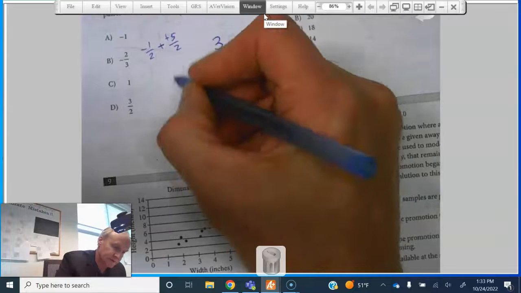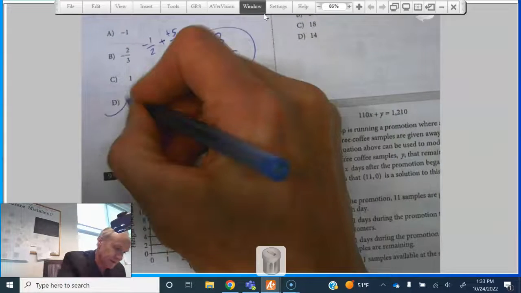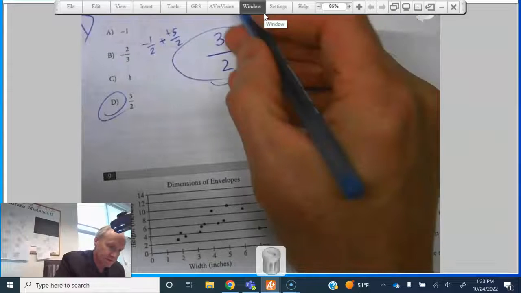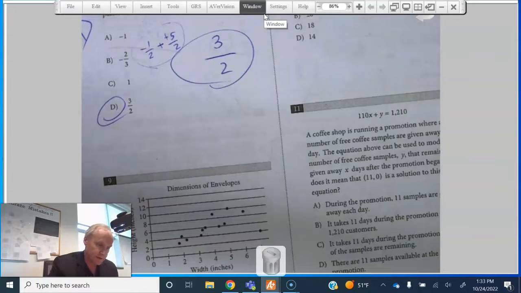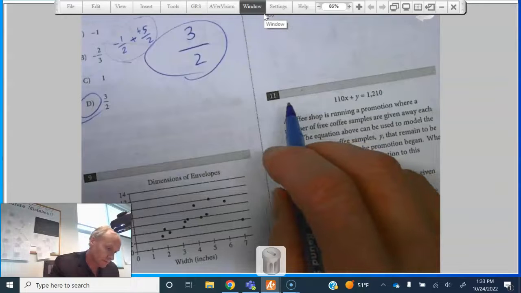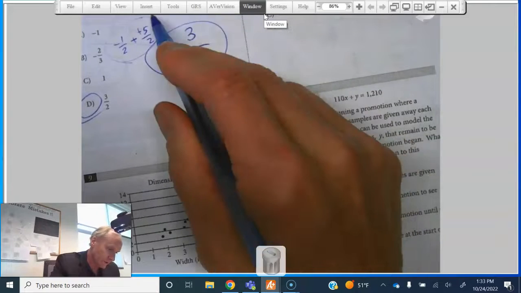That's going to be a plus, so it's going to be 4 over 2 or 2. 3 over 2 is D. All I did is subtract the y's and subtract the x's, and this is the difference in the x's. So that is 3 over 2.